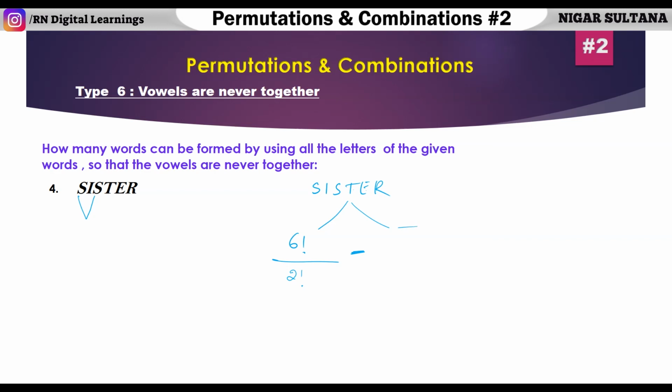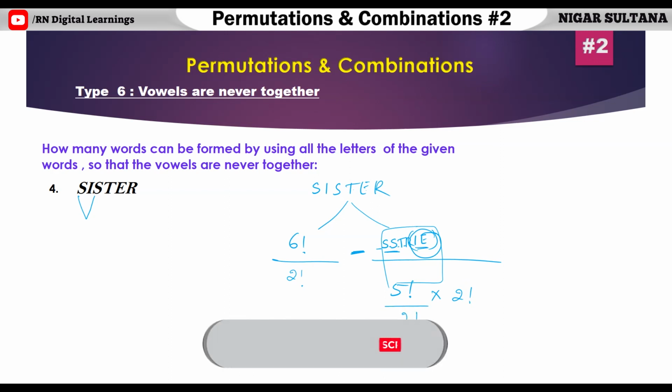So write down this part as when the vowels are always together. Now I must place this I and E. Remaining are S, S, T, R. That means how many ways can we write this? This I, E can be placed here. 1, 2, 3, 4 and 5. So these are my 5 ways, into this is my 2 factorial because we have 2 vowels here. Now I can see S and S also repeated here. So write down 2 factorial. Right? Now let's see the simplification.